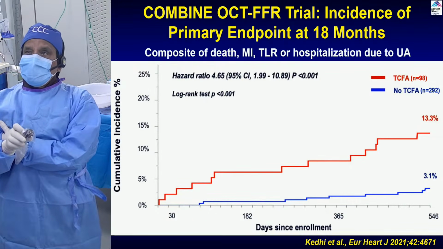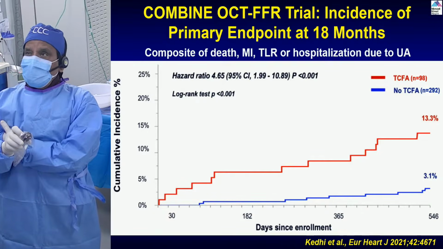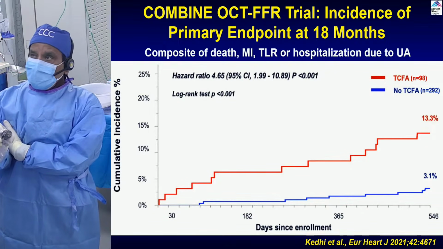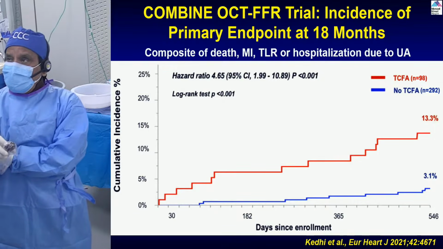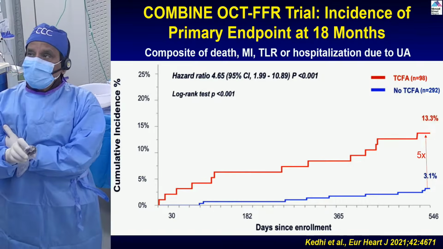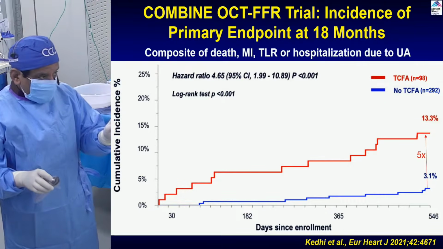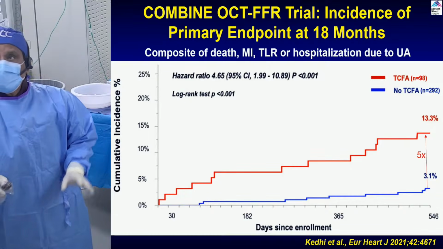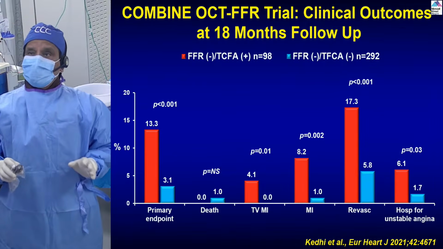Look at the event rate of death, MI, TLR, hospitalization. 3.1 if there is no TIC-FA, and if TIC-FA is 13.3, which is 5 times higher than the original. So key is that presence of TIC-FA in FFR negative patients predicted subsequent event. So very, very interesting combined OCT FFR trial.